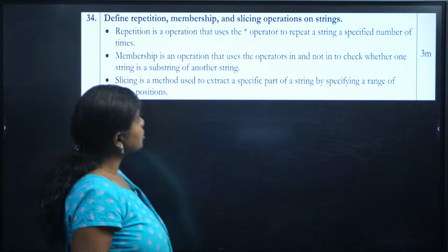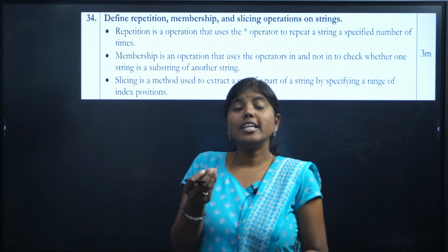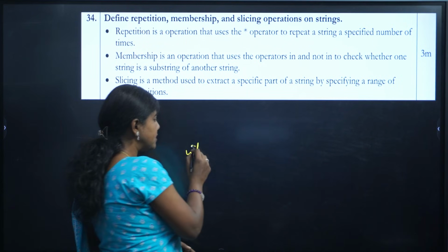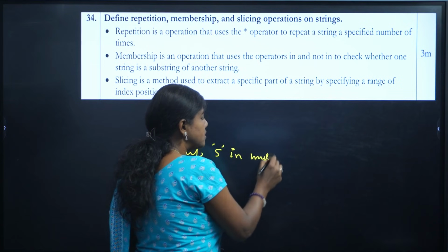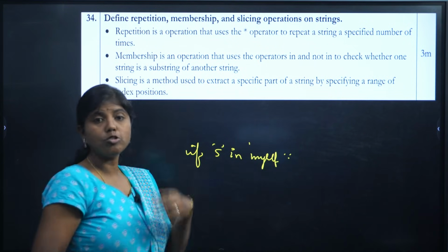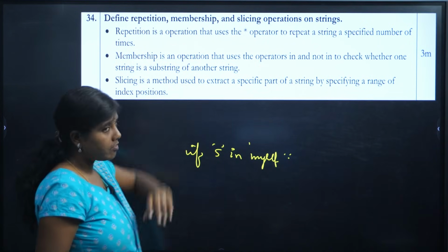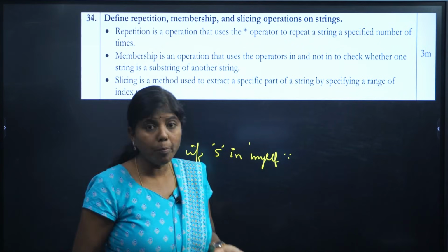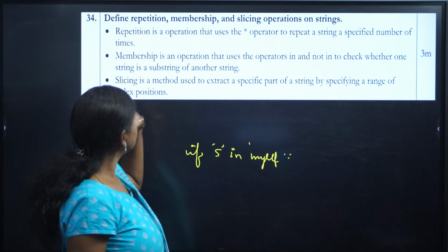Define repetition, membership and slicing. So what is the membership operator? Membership means, I just told you an example here: if 'S' in myself. If 'S' in myself means, is 'S' present here? Yes, it is present, then it's going to return True. If it is not present, it's going to return False. And similarly, we have concatenation. Concatenation they have not given, but in case they ask you to explain the operations of strings, you can write that. They have given only this much.